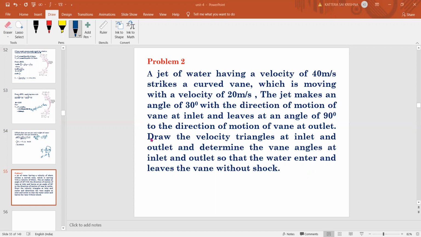So what is it asking in this problem? Draw the velocity triangles at inlet and outlet. Anyway, for every problem we will draw, but here it is asked separately. So you need to draw a little bit neatly also, right? Draw the velocity triangles at inlet and outlet and determine the vane angles. So again, he's asking for the vane angles, theta and phi, at inlet and outlet, so that the water enters and leaves the vane without shock. Again, same condition, without shock, so VR1 equals VR2, right?